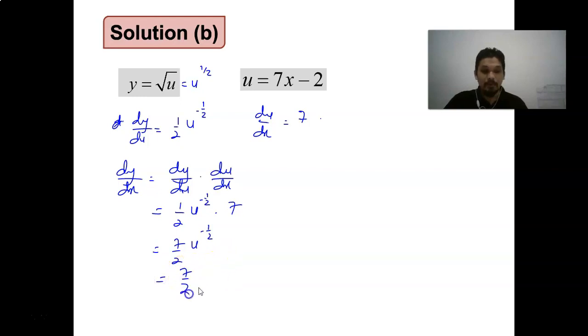Okay, so then it is now 7 over 2 u to the power of negative 1 over 2, or so take the square root of u here, and because we recall the function of y with respect to x, we cannot leave the answer as a u here, so substitute u with 7x minus 2, that's it. 7 over 2 square root of u, 7x minus 2.